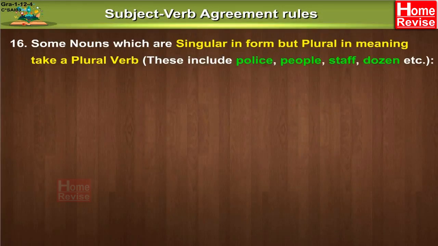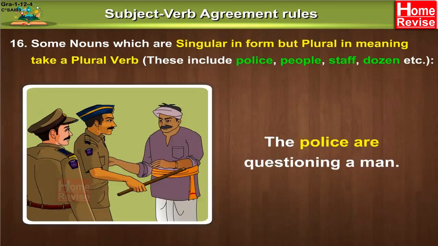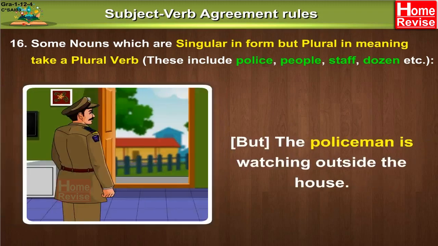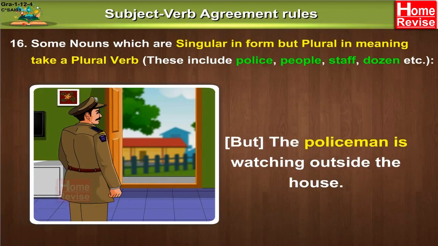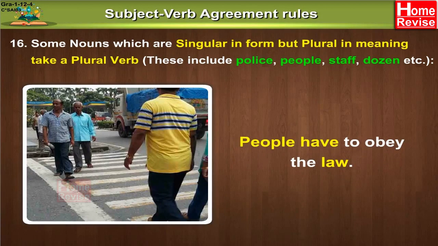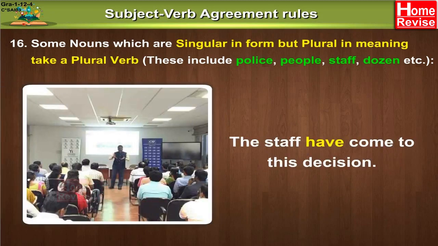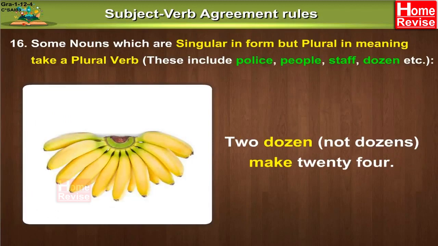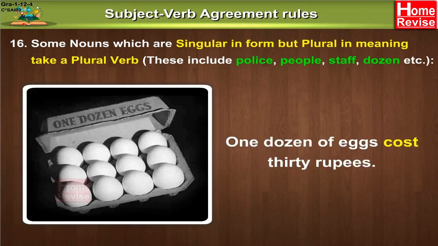16. Some nouns which are singular in form but plural in meaning take a plural verb. These include police, people, staff, dozen, etc. The police are questioning a man, but the policeman is watching outside the house. People have to obey the law. The staff have come to this decision. 2 dozen, not dozens, make 24. 1 dozen of eggs cost 30 rupees.